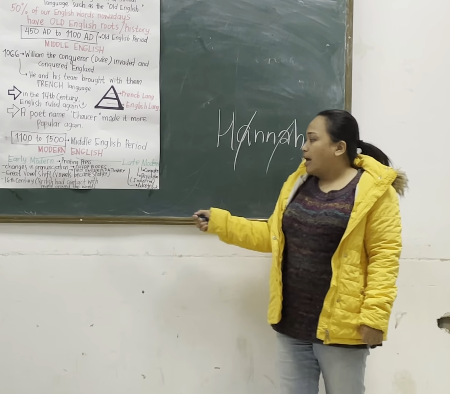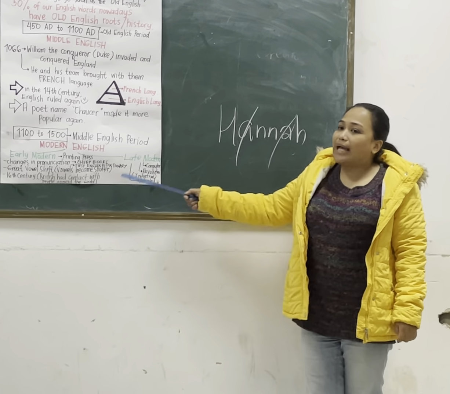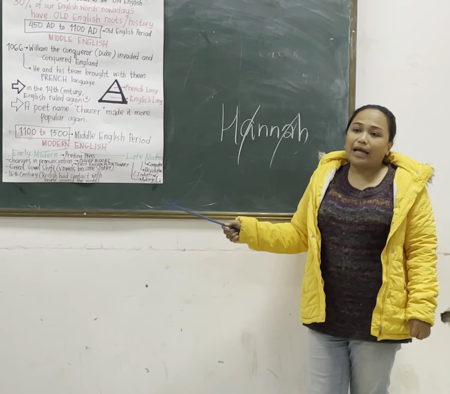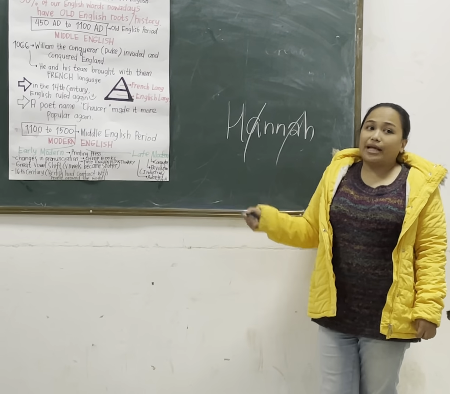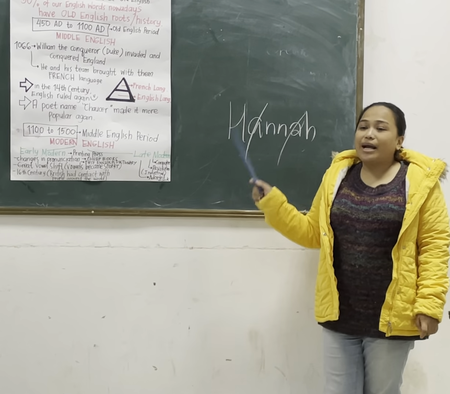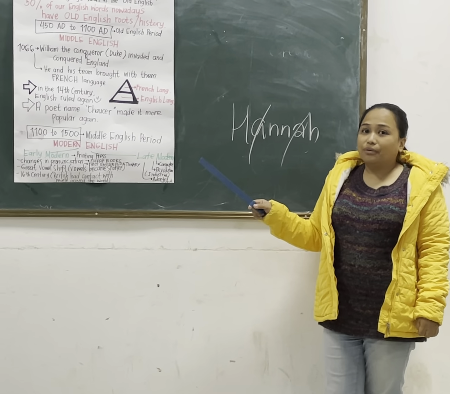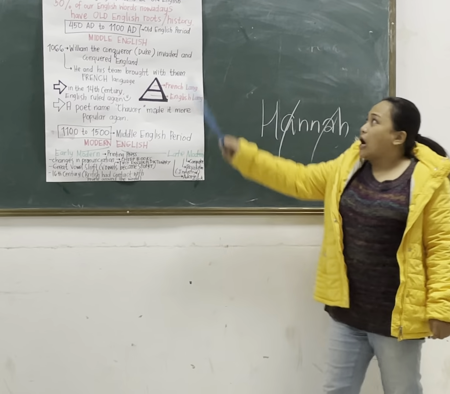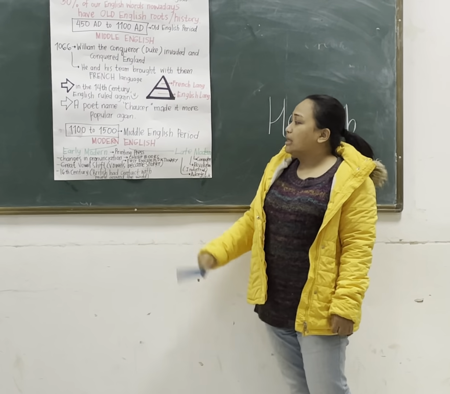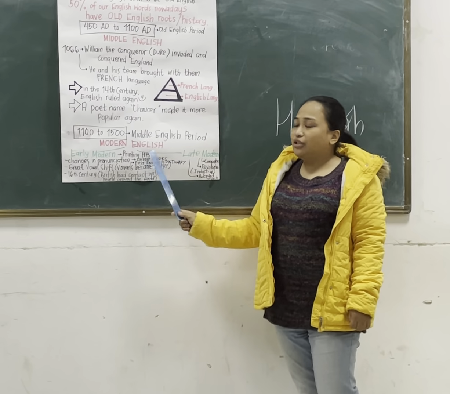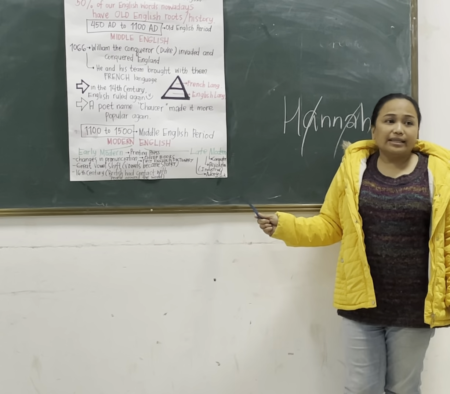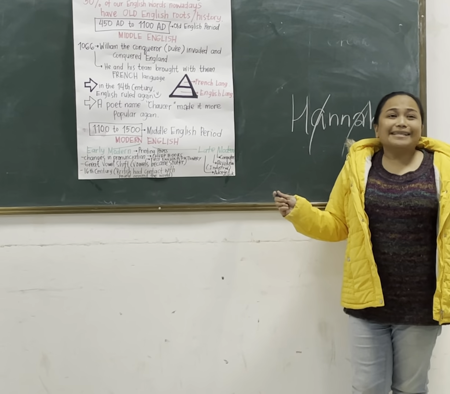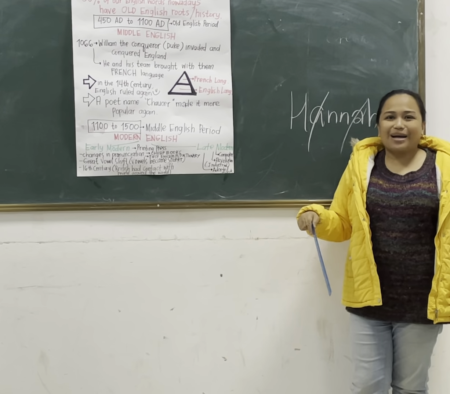Then, a lot of words were adopted from other languages. So that's the brief history of the English language. I made it clear and short for all of you. Again, how many periods do we have? Old English, Middle English, and Modern English divided into two, the early and the late. Is it clear, everyone? Is it the same as what you prepared?